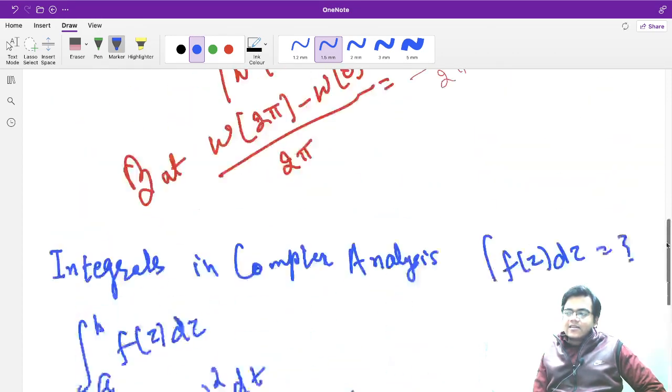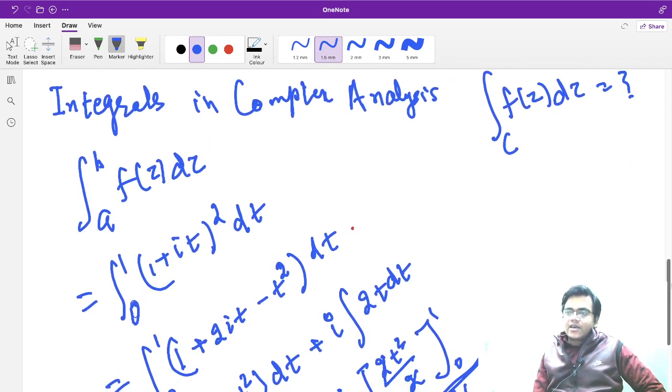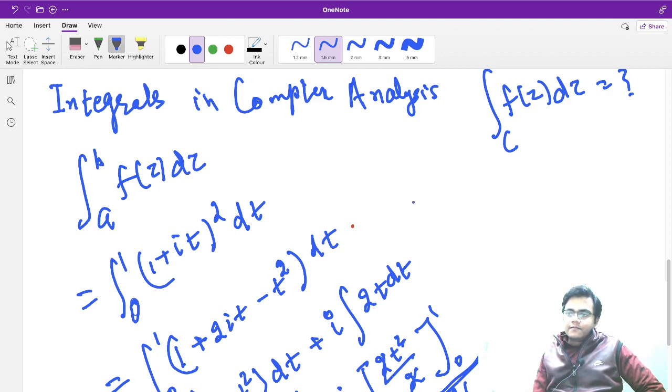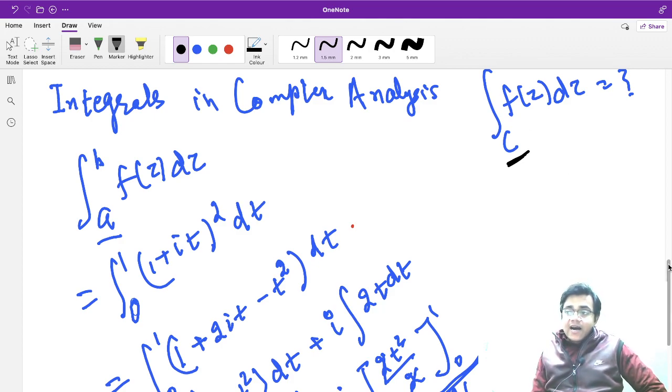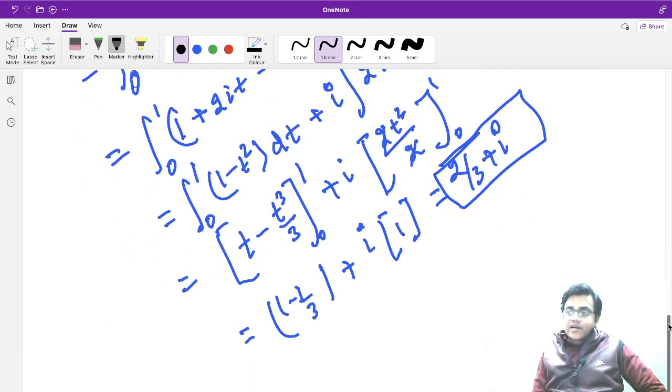Okay, but in real analysis most of the time we were doing integration on a segment of real numbers like a to b. But in complex integration we have to integrate over a contour. I mean to say the curves joining end to end. The curves may be a Jordan arc, a Jordan curve, or a closed curve. Alright, what those are we'll discuss in detail, don't worry at all.